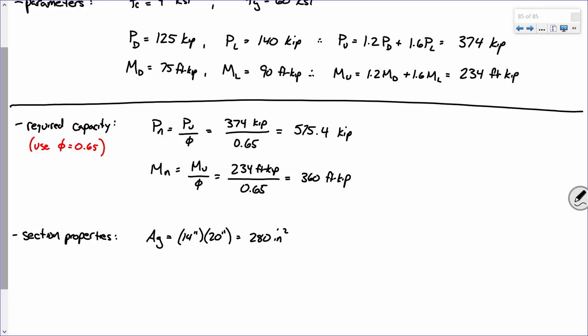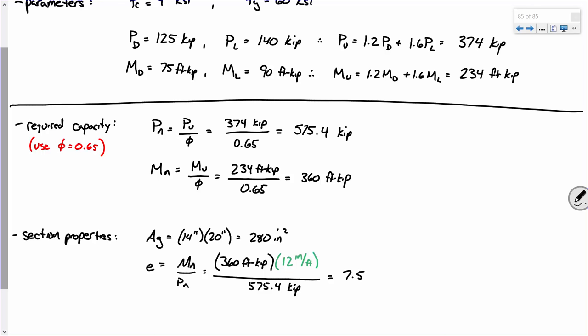All right. Now, what about e? e is going to be Mn over Pn. Now, eccentricities, because of units, that needs to be converted. What do we get? Is it 5.1? Okay.